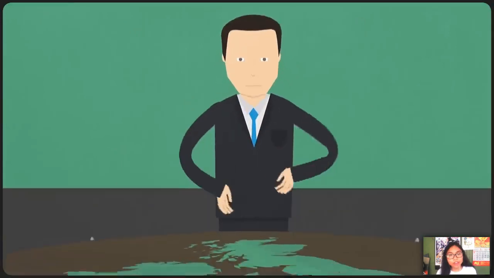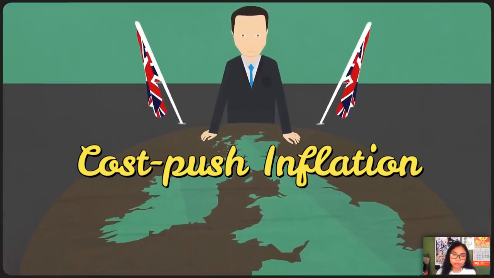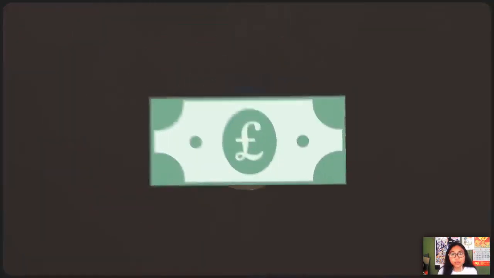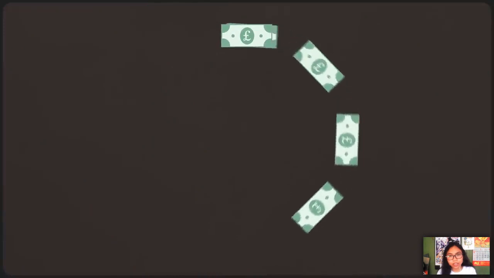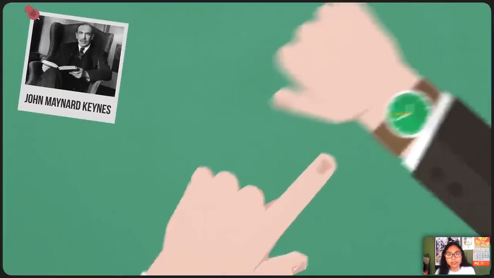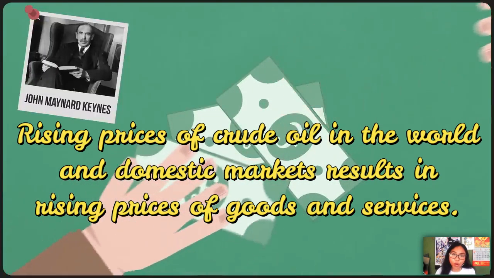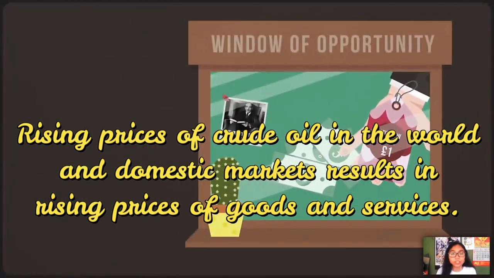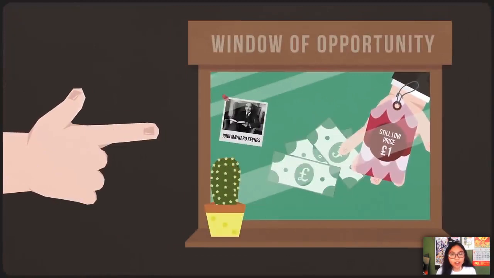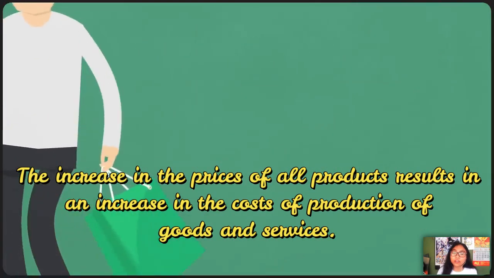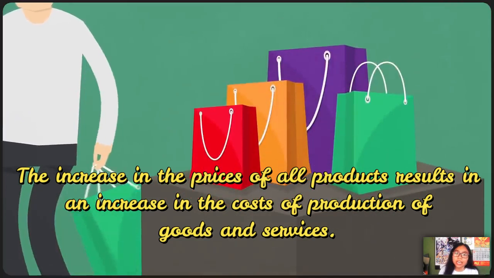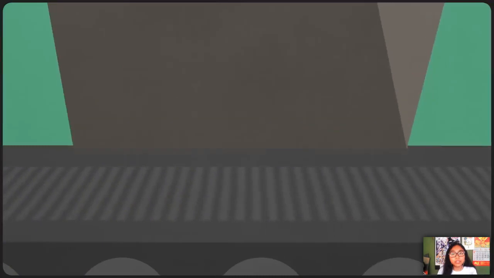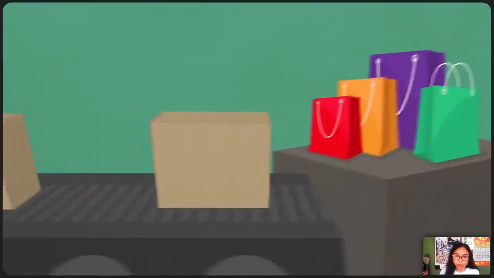Next, we have the cost push inflation. An excess of total spending is not the only possible explanation for rising prices, as we have experienced rising prices of crude oil in domestic markets resulting in rising prices of goods and services. This is because the increase in the prices of all the products results in an increase in the cost of production of goods and services. The result is cost push inflation.